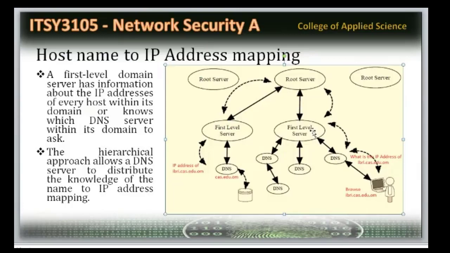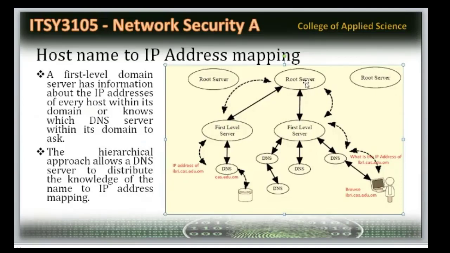Okay, that is called the first level of DNS. There are some levels available. Now, suppose the information about ibri.cas.edu.om is not available in this DNS, then your machine will communicate with the next level. The next level is the first level of DNS. Suppose it is not available here, it will go to the root server.